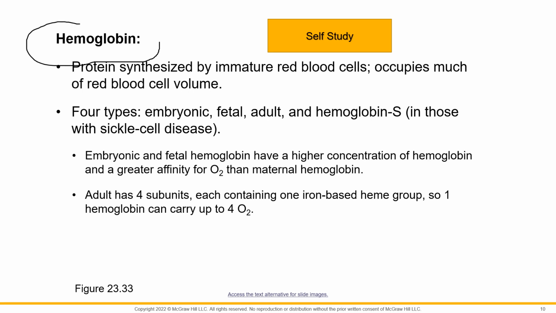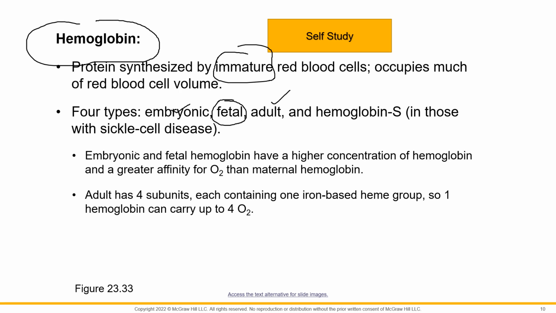Now, hemoglobin is basically a protein that is synthesized by immature red blood cells. Now, red blood cells, if you recall in your bones unit, all blood cells are synthesized in the bone marrow. And there's 4 types of hemoglobin. So we have embryonic, we have fetal hemoglobin, adult hemoglobin, and then there's individuals that have a mutation that results in their red blood cell becoming sickle-shaped as opposed to a biconcave, flexible, round shape.